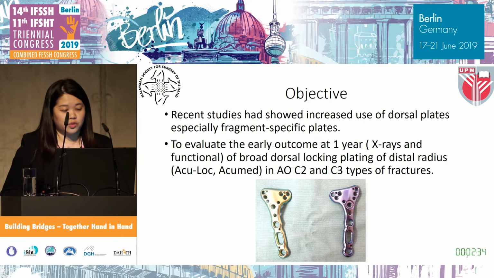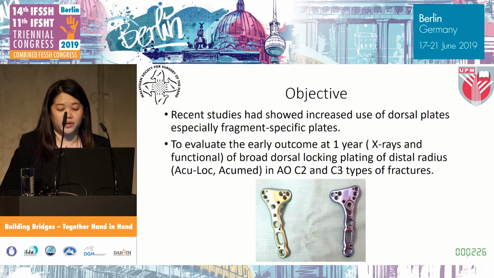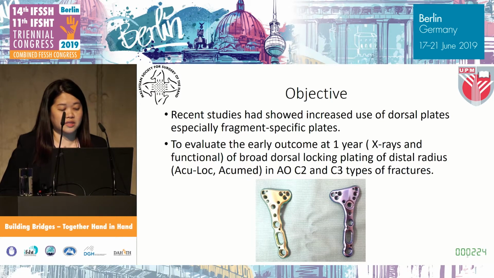Recent studies have shown that there's increased use of dorsal plates, especially fragment-specific plates. Our main aim here is to evaluate the early outcome at 1 year, both using X-rays and functional scores of this broad dorsal locking plate in AO type C2 and C3 type of fractures. This is the plate that we are using. It is a broad dorsal plate engaging the radial column and intermediate column dorsally.